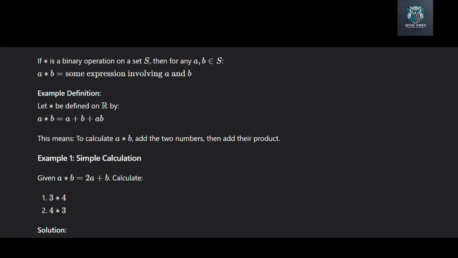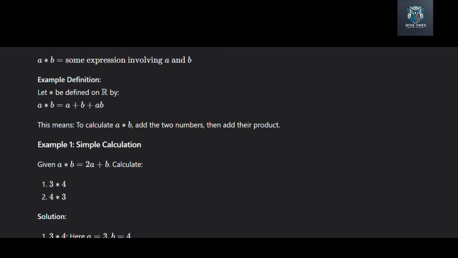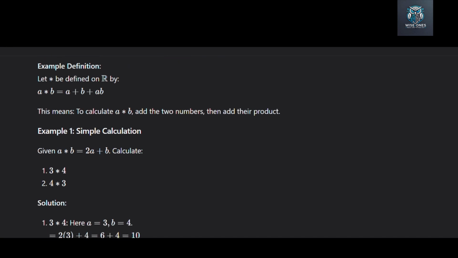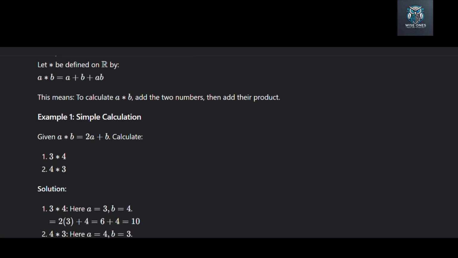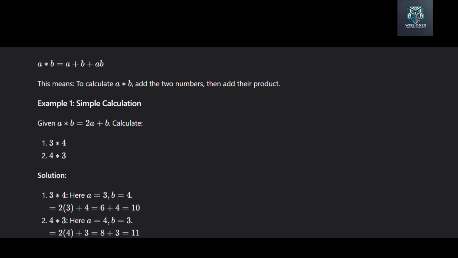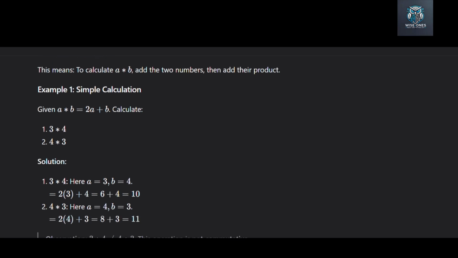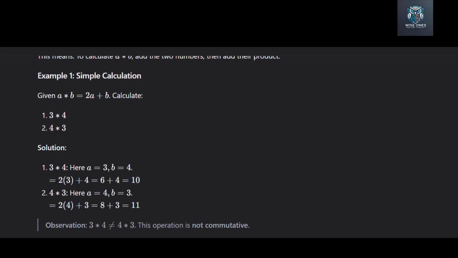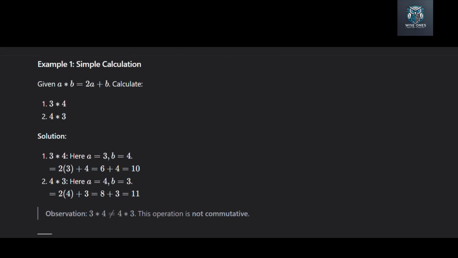Let us try example 1. Simple calculation. Given A star B equals 2 times A plus B. Calculate 3 star 4 and 4 star 3. For the first part, 3 star 4. Here, letter A is 3 and letter B is 4. We substitute these values into the rule. The rule says 2 times A plus B. So we write 2 times 3 plus 4. 2 times 3 is 6. 6 plus 4 is 10. So 3 star 4 equals 10.